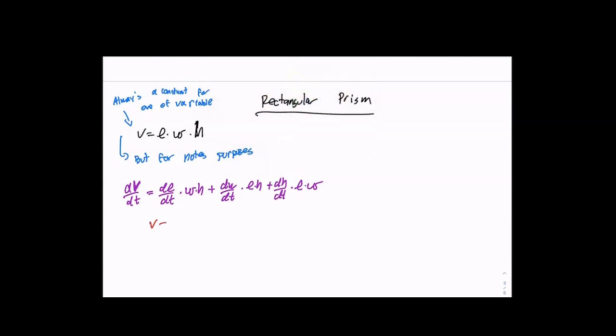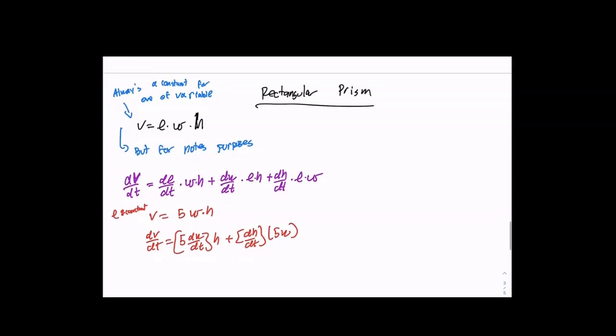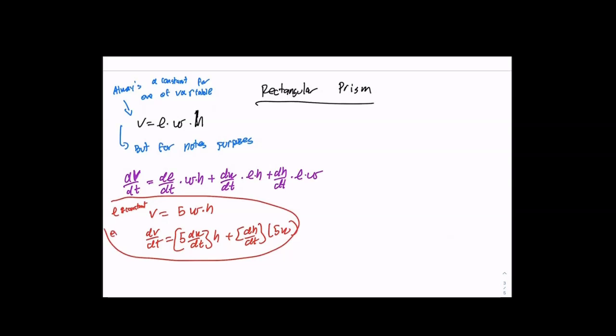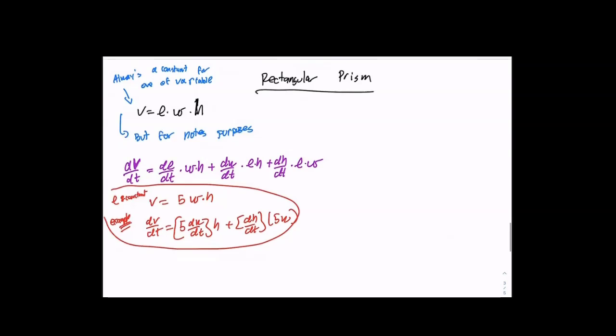If volume was equal to like 5 W times H, because L is a constant, then dV/dt would equal 5 dW/dt times H plus dH/dt times 5W. So that's how you would do it. And that's more of an example than an always true statement.